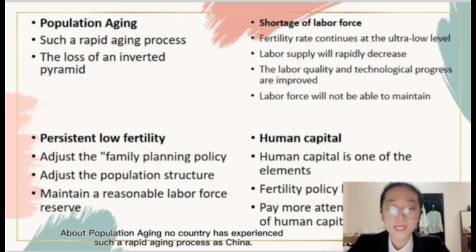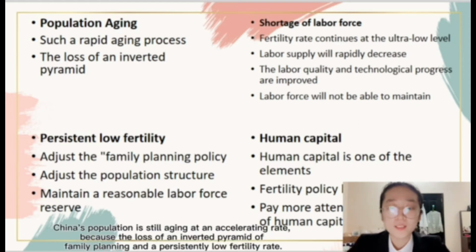About population aging, no country has experienced such a rapid aging process as China. China's population is still aging at an accelerating rate, thanks to the loss of an inverted pyramid of family planning and a persistently low fertility rate.